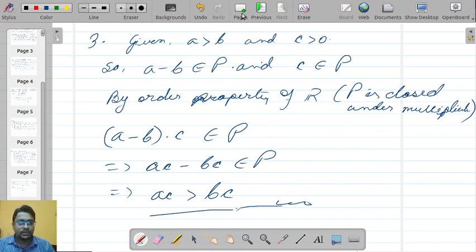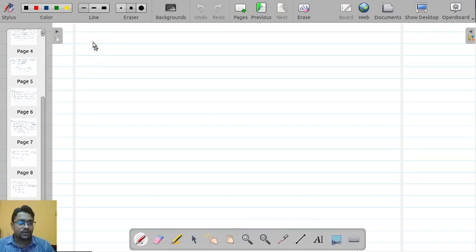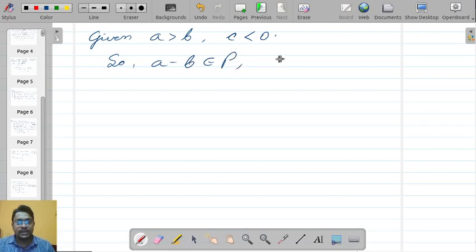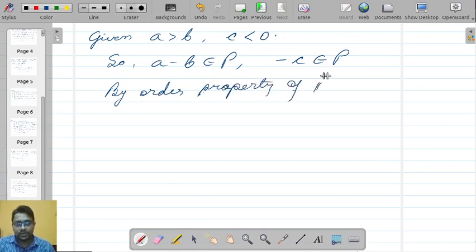The next part is given: A is greater than B and C is less than 0. So A minus B is an element in P, and minus C is greater than 0 means minus C belongs to P. So by the order property of R again, the product of these two is in P: A minus B multiplied with minus C is in P.